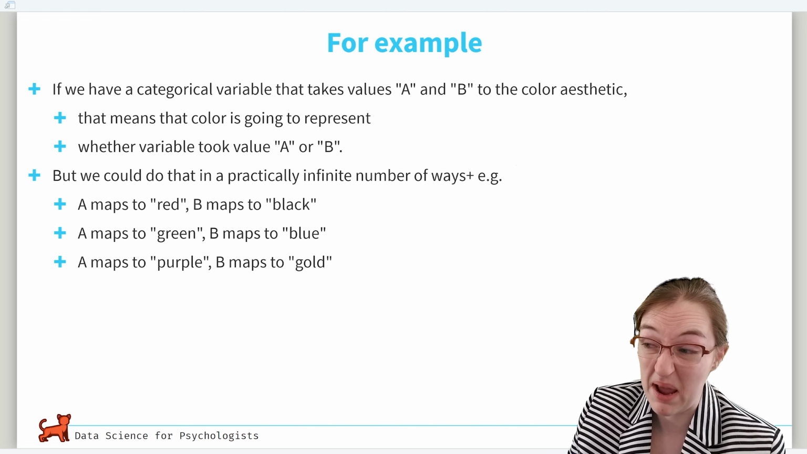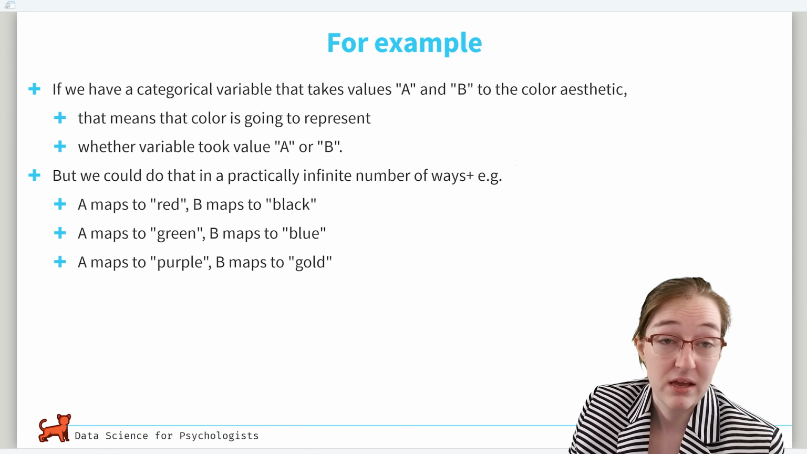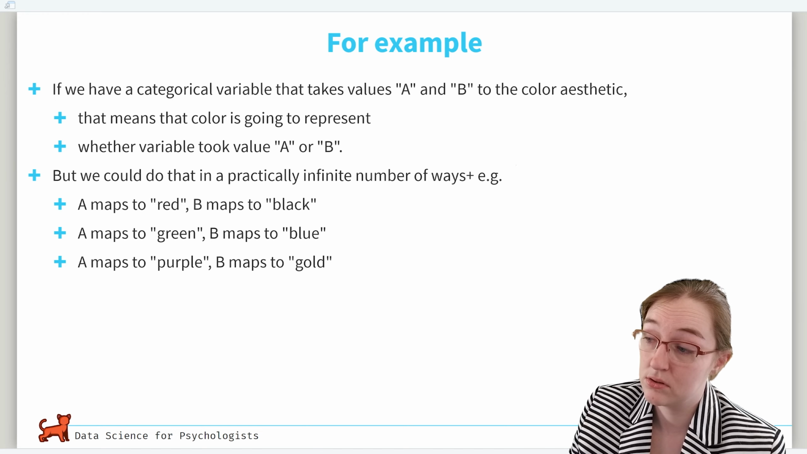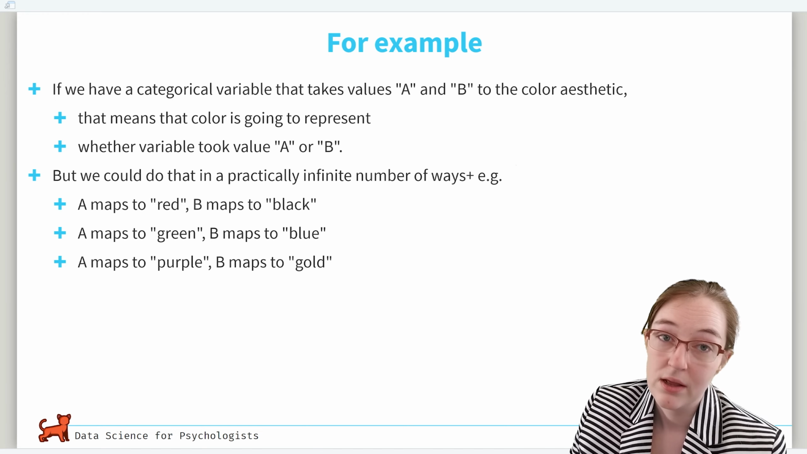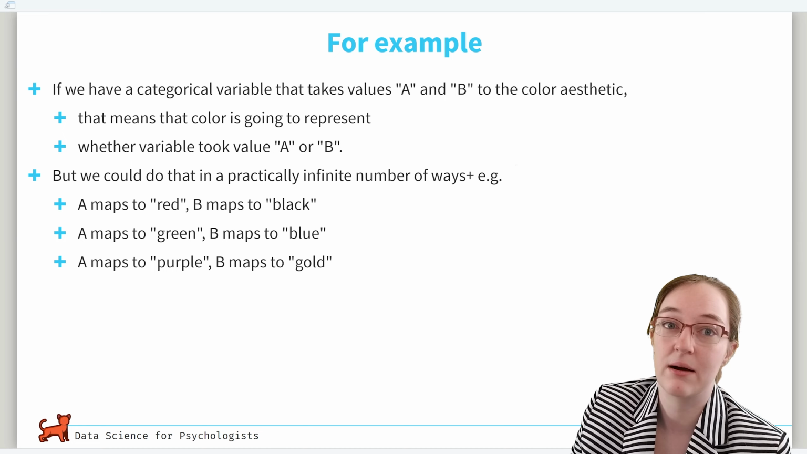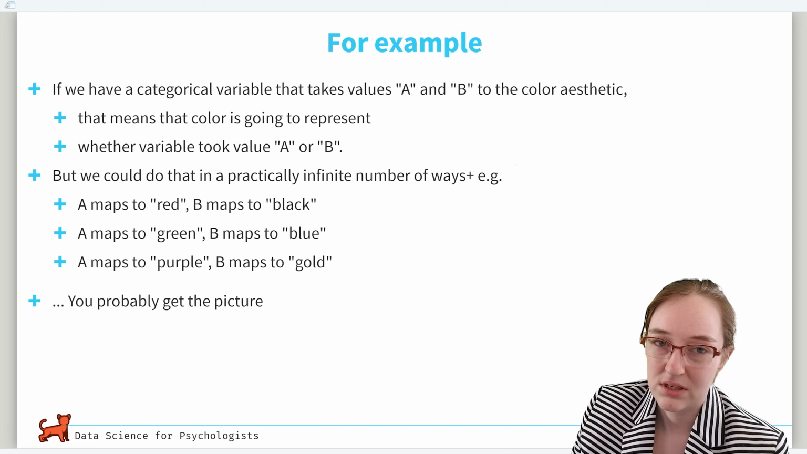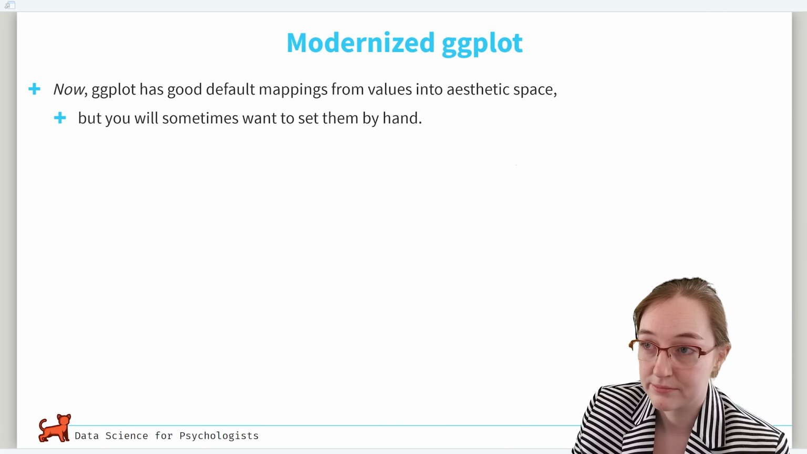our colors. We could map A to red, B to black, map A to green, B to blue, A to purple, B to gold. It's infinite. Utterly infinite. Every combination you can think of, and then all the combinations you didn't think of. You get the idea. It's infinite.